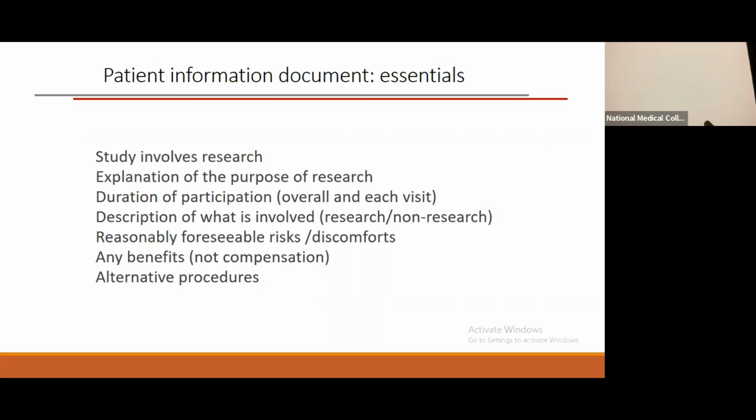Then you explain to the person what is the purpose of this study. Then you say how long the patient needs to be in the study. How many times does he have to come? Like we had one study, a multinational study, where a patient was expected to come in 1 year about 30 times. So when I explained to the patient that initially you have to come every week for 8 weeks, and then every 2 weeks for next 2 months, and then every month, he was very right.